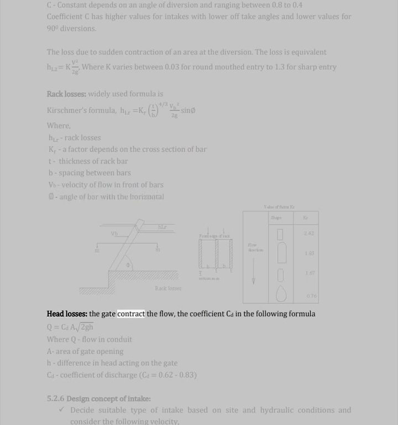Head losses. The gate contracts the flow. The coefficient CD is in the following formula: Q = CD A √(2gH), where Q is the flow in the conduit, A is the area of gate opening, H is the difference in head acting on the gate, and CD is the coefficient of discharge, CD = 0.62 to 0.83.